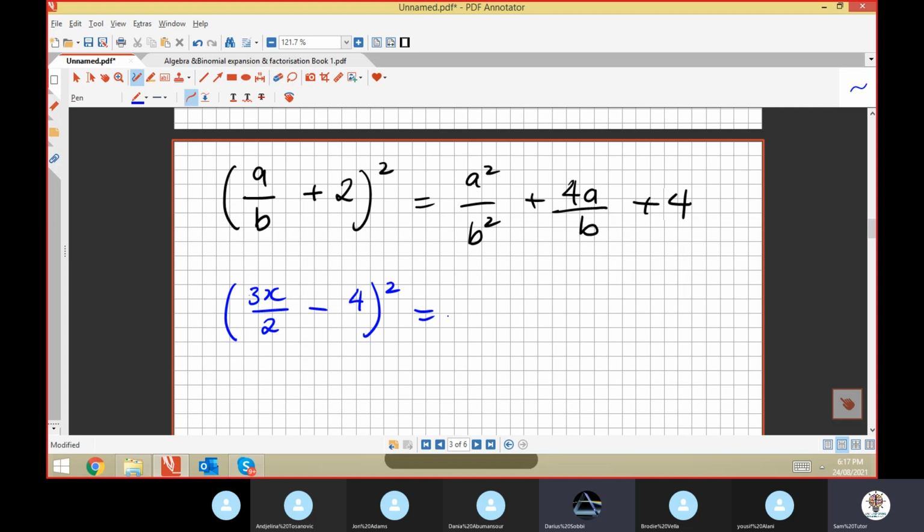Sam. Yep. So it'll be 9x squared over 4 minus 24x over 2 plus 16. You're not wrong, but because I know you have to simplify, I'm just going to simplify for you. But well done.